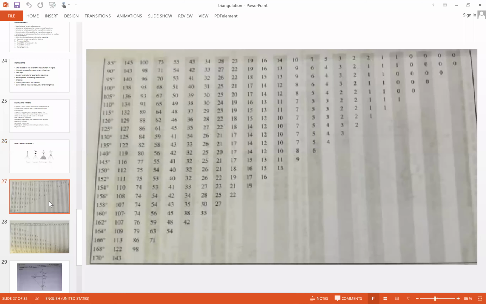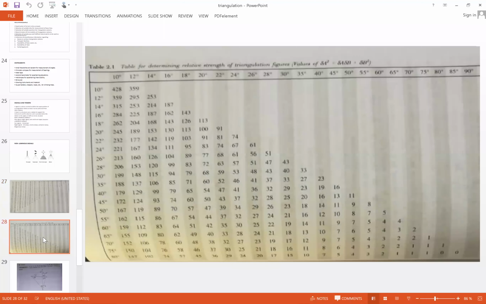Now after measuring those distance angles you will come to this table. You can see the horizontal and vertical columns, and both angles are given there. At the top, there are written the values of delta A square plus delta A into delta B plus delta B square. So once you have calculated the distance angles, you can easily determine its value.